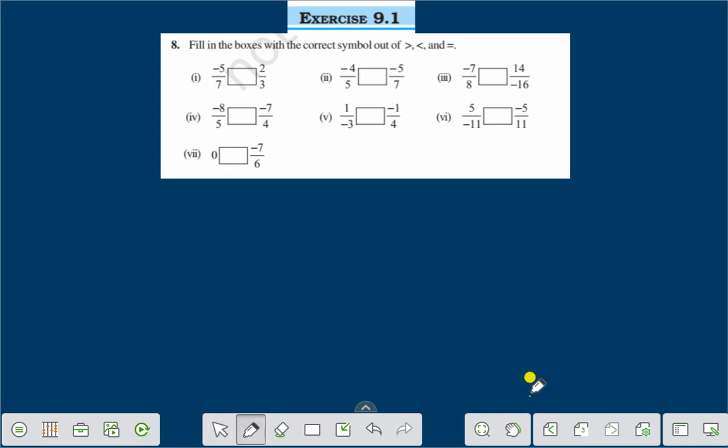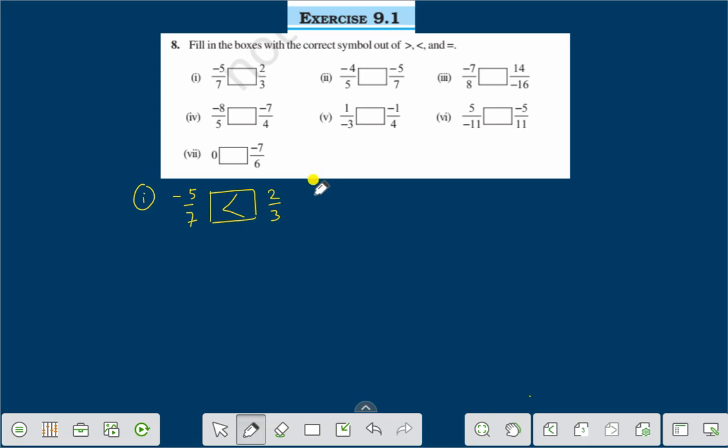Here you see question number 1 is minus 5 by 7 and 2 by 3. Here you see this is a negative rational number and this is a positive rational number, and a positive rational number is always greater than a negative rational number. Therefore we can say that minus 5 by 7 is less than 2 by 3, right?